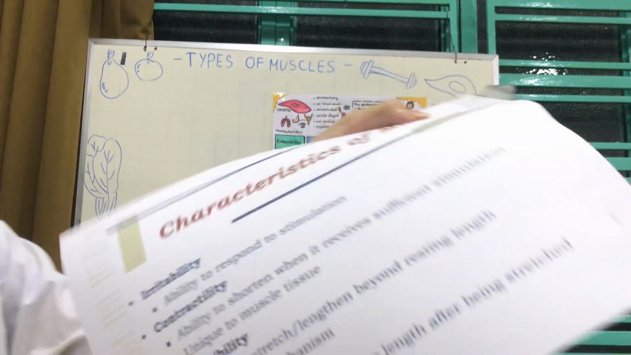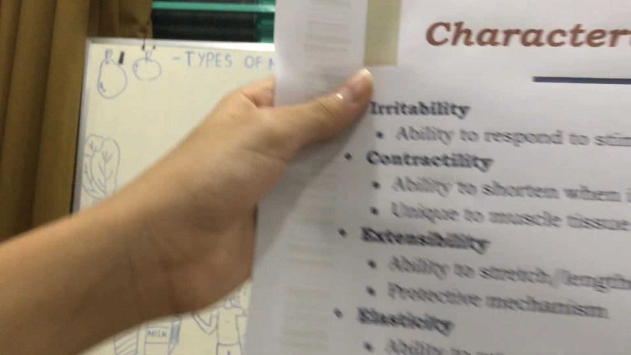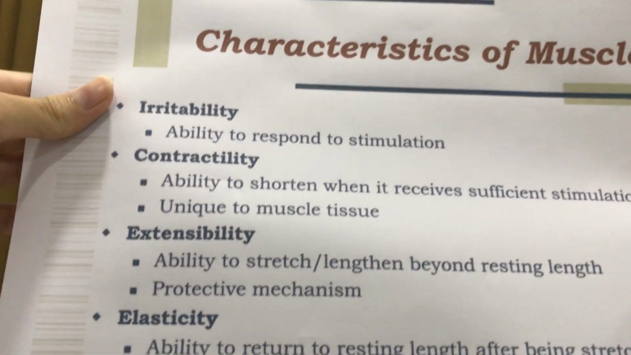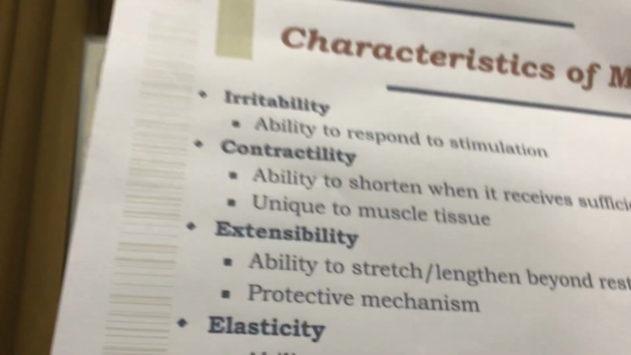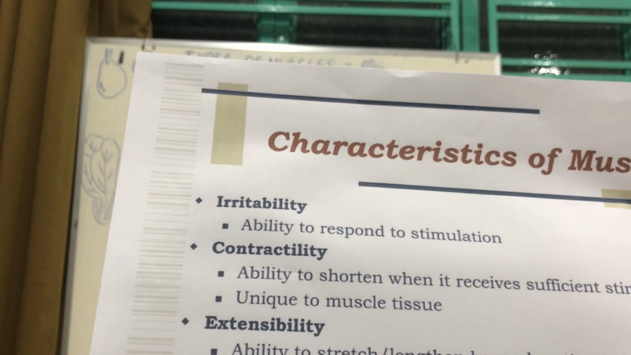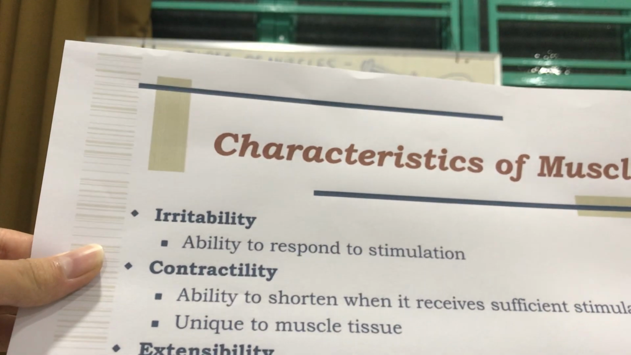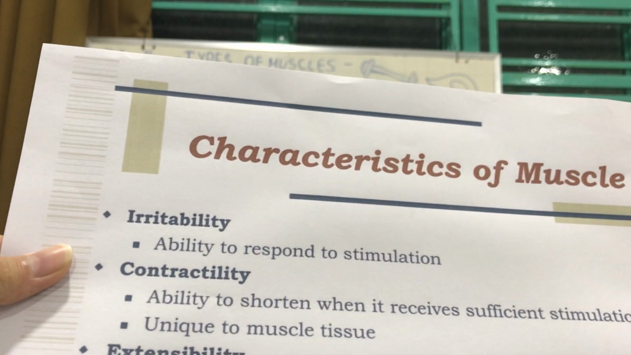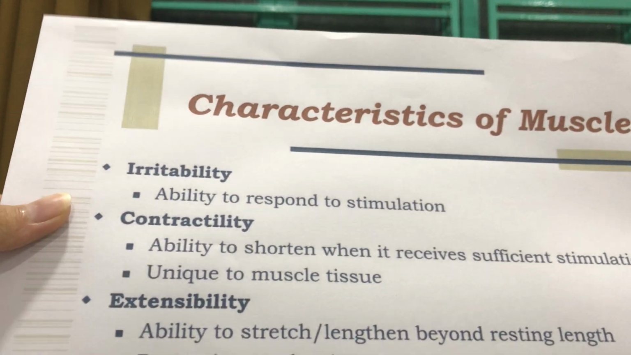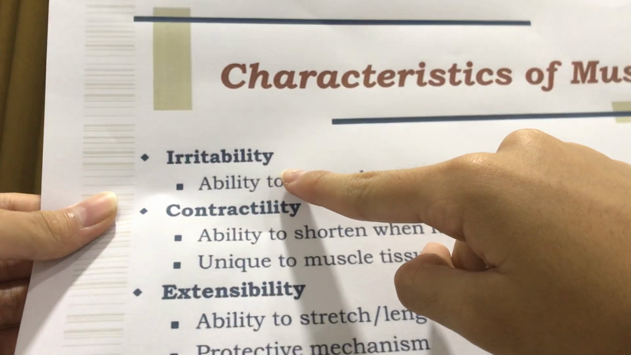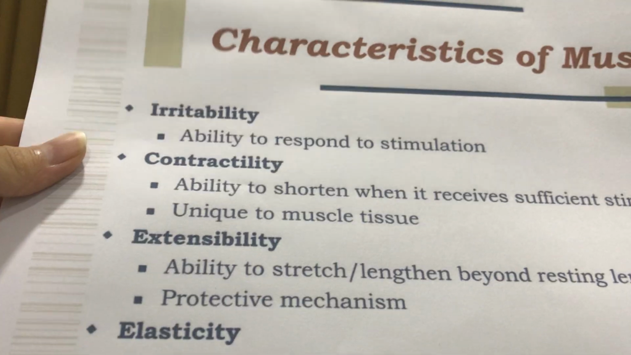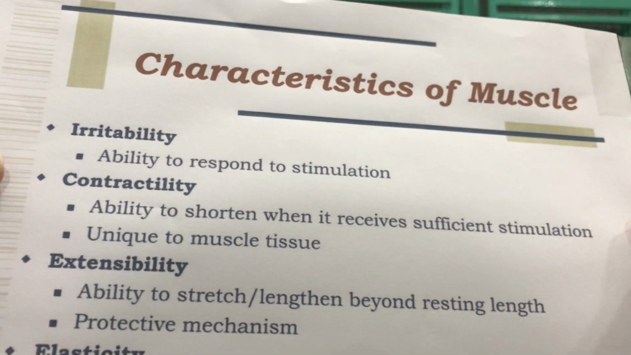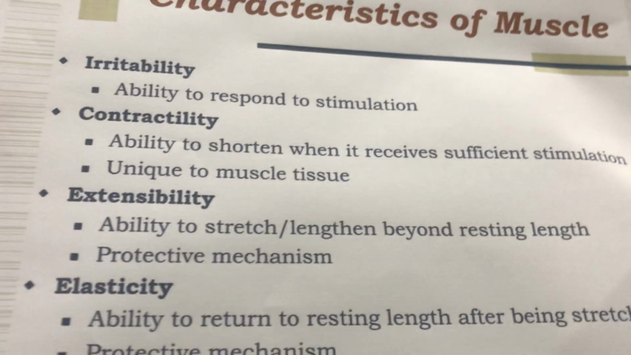Here. These are the characteristics of muscle. There's irritability, which means the ability to respond to stimulation, and I think that is excitability. Yeah, that is another word for excitability. There's contractility, the ability to shorten when it receives sufficient stimulation, unique to muscle tissue.